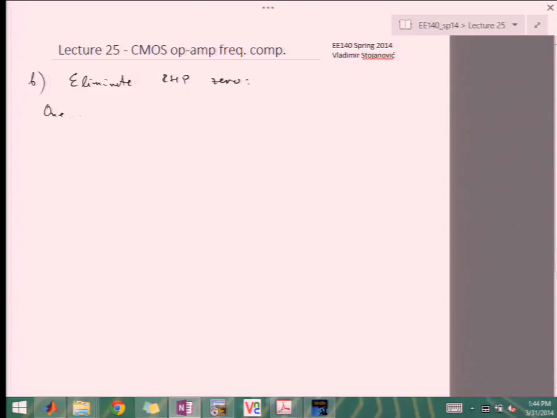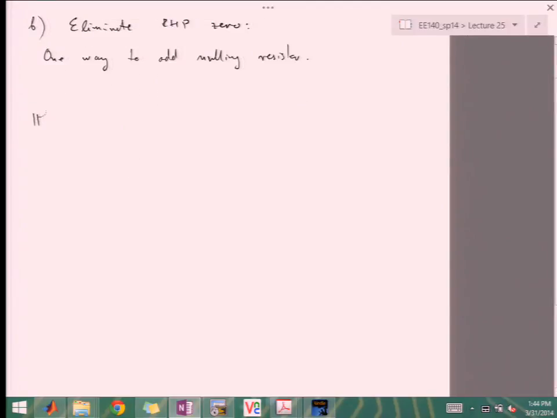And so one way is to add a nulling resistor. So what we're going to do is I'm just going to sketch one stage, or like half circuit. Okay. And so instead of just adding a C between gate and drain, we're essentially going to add an R and then RC. So this is VO, this is VI.